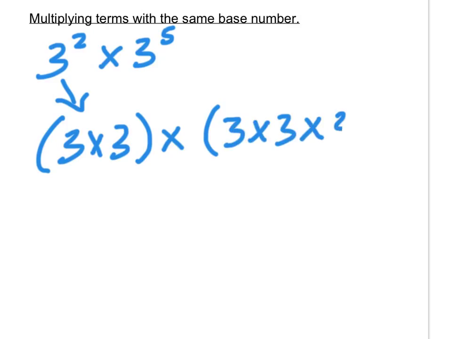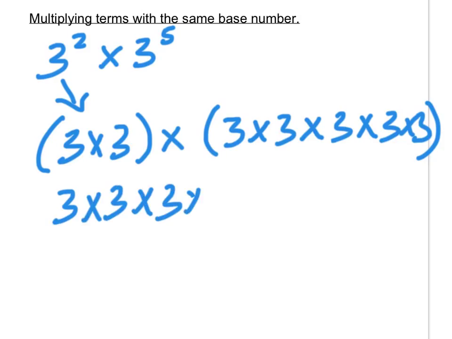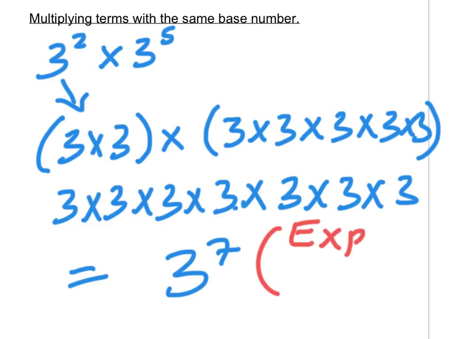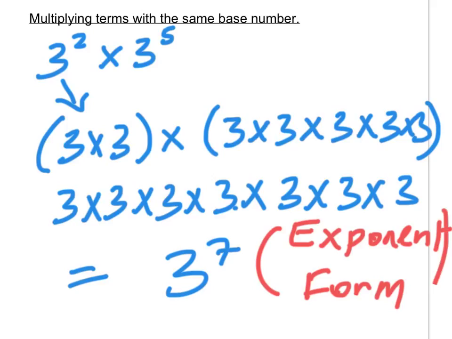That's 5 threes, so it's the same as 3 times 3 times 3 times 3 times 3. Altogether that's 1, 2, 3, 4, 5, 6, 7, the same as multiplying 3 by itself 7 times. So it equals 3 to the power of 7. And this is what we call exponent form, because I'm writing my answer with an exponent in it.